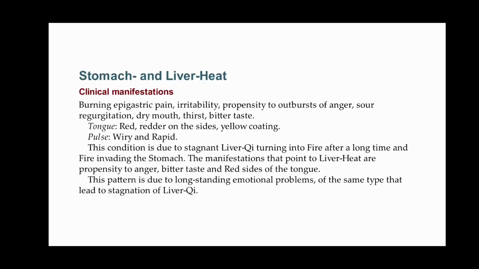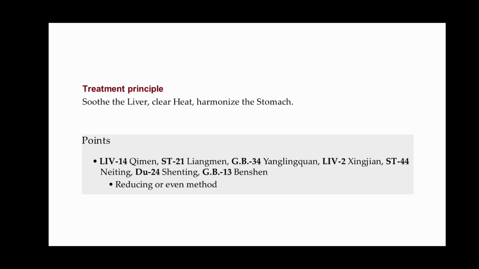This condition is due to stagnant liver qi turning into fire after a long time and fire invading the stomach. The manifestations that point to liver heat are propensity to anger, bitter taste, and red sides of the tongue. This pattern is due to a long-standing emotional problem of the same type that leads to stagnation of liver qi. The treatment principle is to soothe the liver, clear heat, and harmonize the stomach. The points to be used are Liver 14, Stomach 21, Gallbladder 34, Liver 2, Stomach 44, Du 24, and Gallbladder 13, using the reducing or even method.